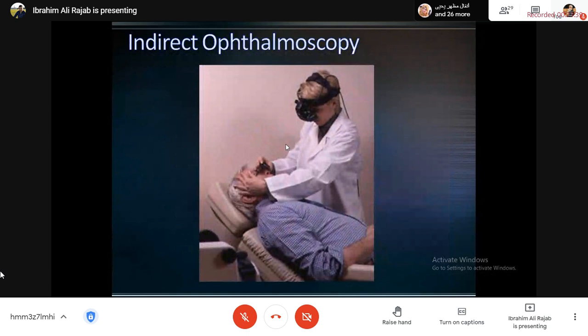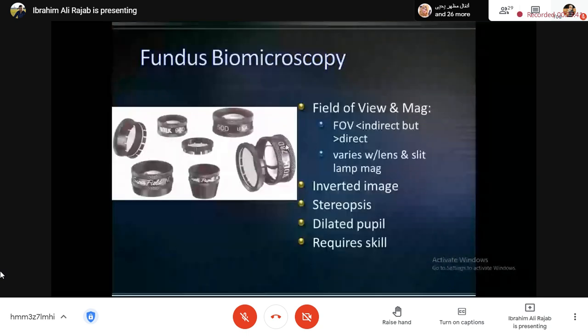The third way to examine the fundus, as I said, is with a slit lamp, and by slit lamp we need an additional lens, additional condensing lens. We have a variable power. As you see here, we have one lens that has a power of 78 diopter. Another, we have 90 diopter condensing lens. Another, we have 60 diopter condensing lens.